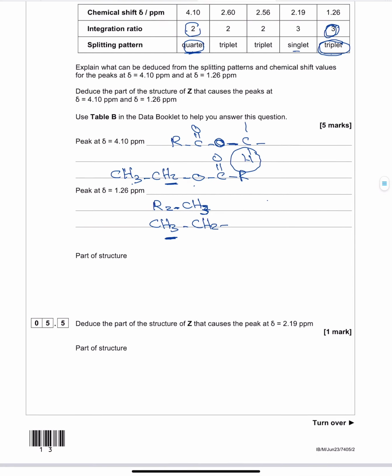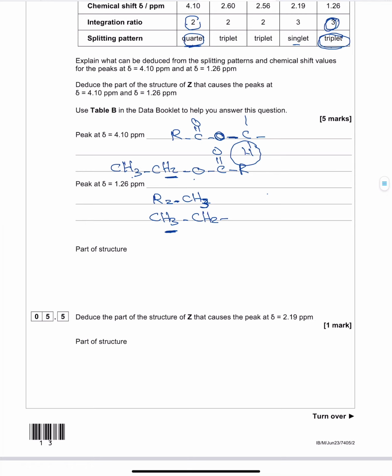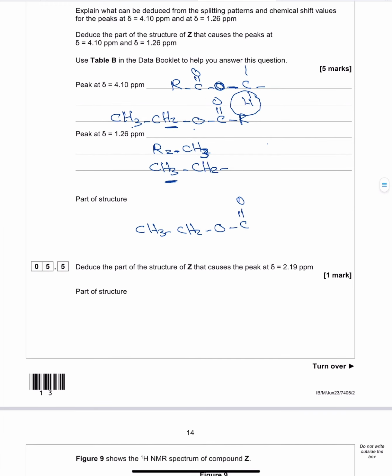So the part of the structure, if we combine these two signals, it's going to be CH3, CH2, and then oxygen, and then a carbonyl group. So this is the part of the structure that gives you these two signals. And then deduce the part of the structure that causes the peak at 2.19 parts per million.